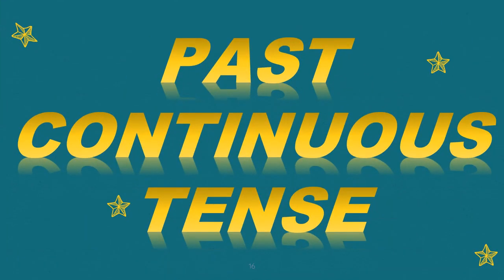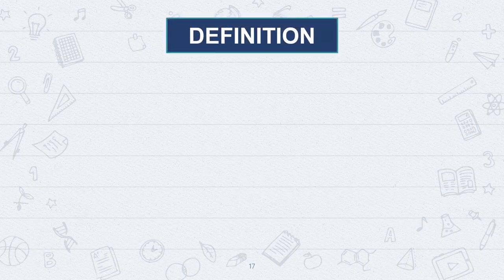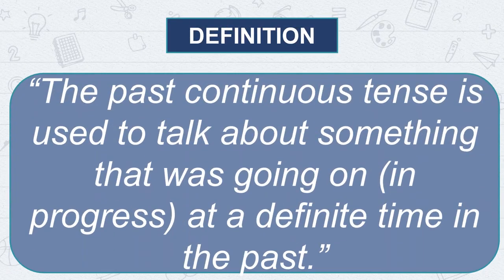Now, we shall read past continuous tense. Now, what is past continuous tense? The past continuous tense is used to talk about something that was going on in progress at a definite time in the past. Okay, it talks about something that was going on in past.